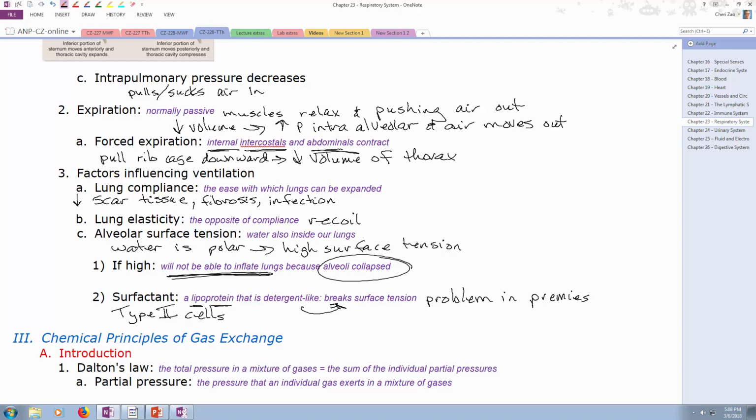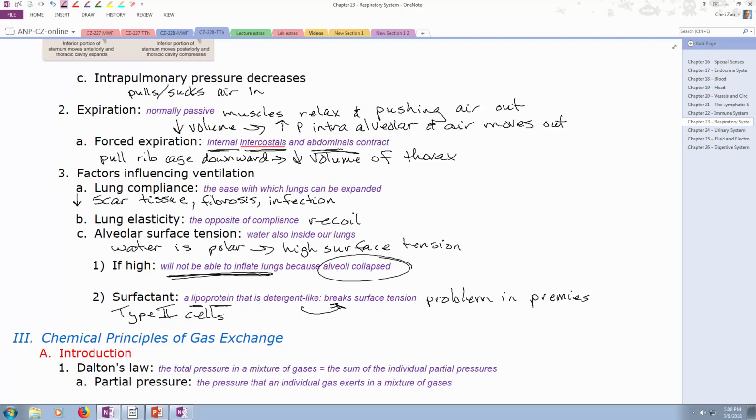What would happen if the surface of the lung got a hole in it? The actual surface of the lung got a hole in it. What would happen to that lung in that thoracic cavity in its own little pleural space? What would happen to it if the lung surface got a hole in it?